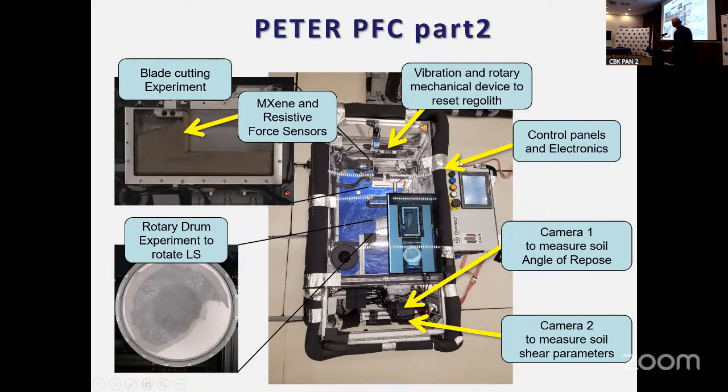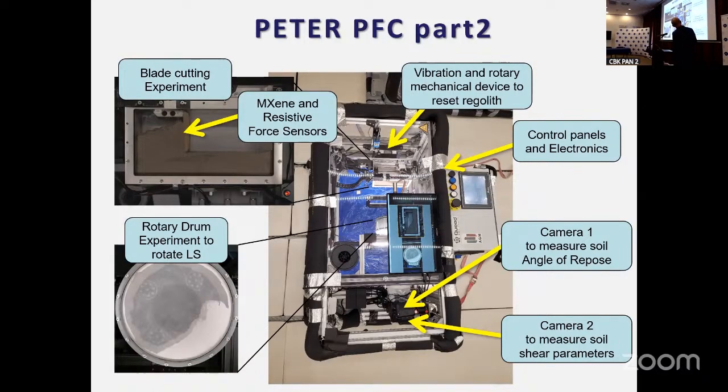One is an experiment to measure the soil shear parameters. There is a blade which is moving the regolith, and this movement is recorded by the camera on this side. And the second experiment is the drum to measure the angle of repose of the regolith. This is the drum which continuously rotates, and the regolith slope more or less is settling at some angle, and this angle is used in the geotechnical analysis.